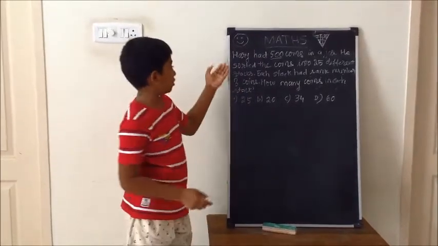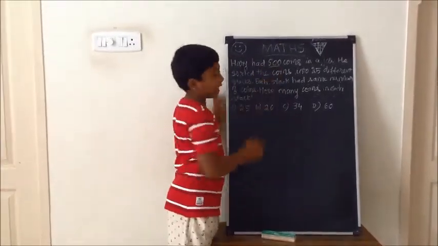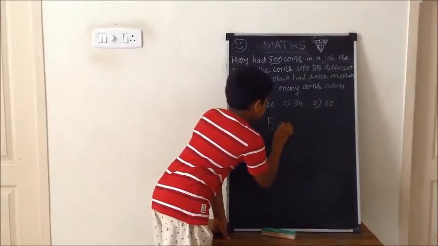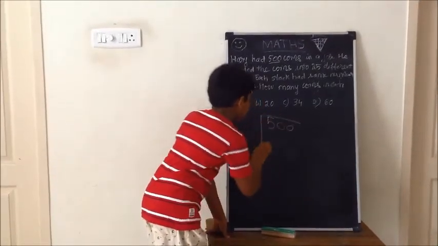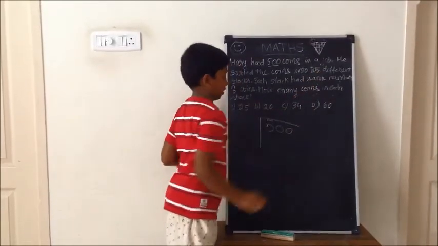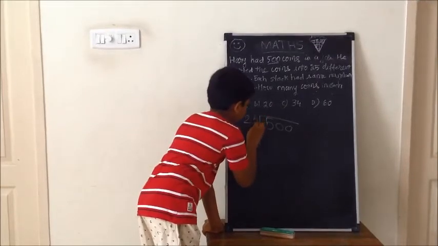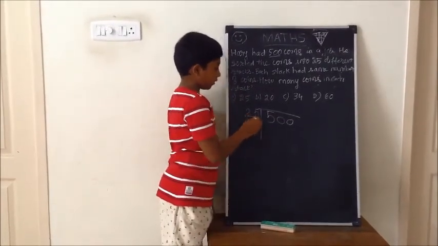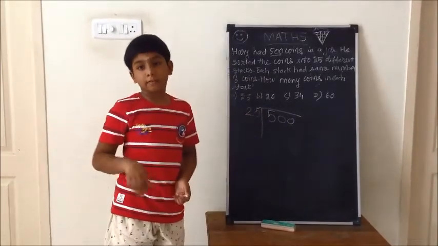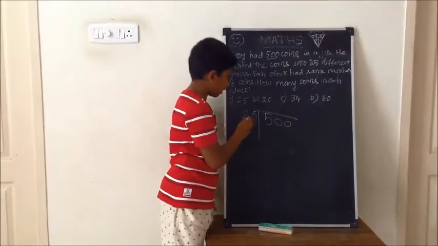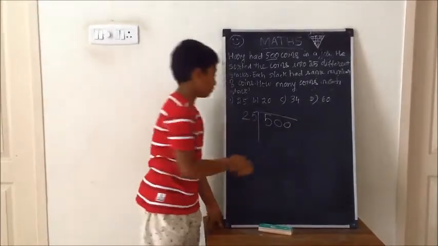Now we will go to the question. Harry had 500 coins. So we need to put 500 here. And we need to divide by 25. So in the 25 table, 500 will come after some more time. So I have taken the second time, 50.